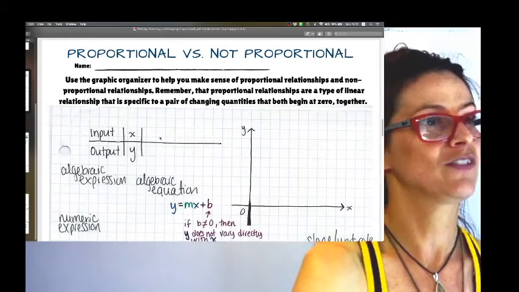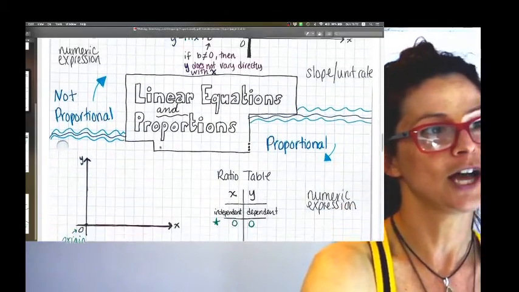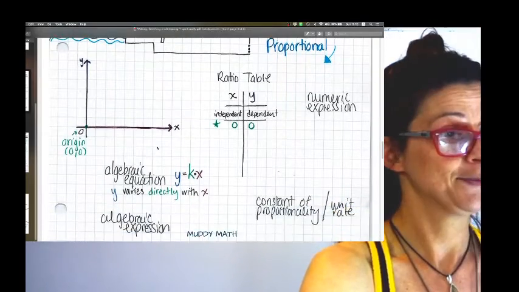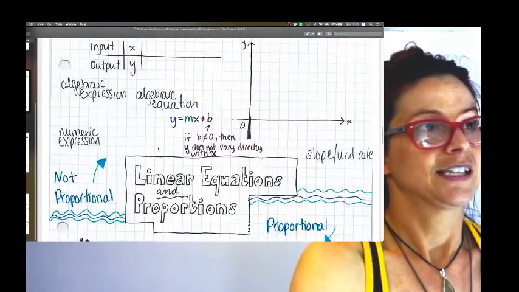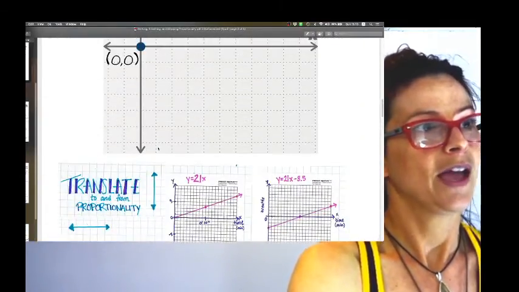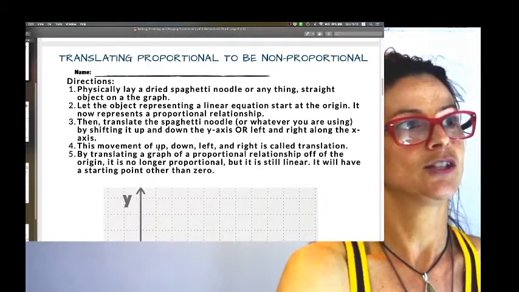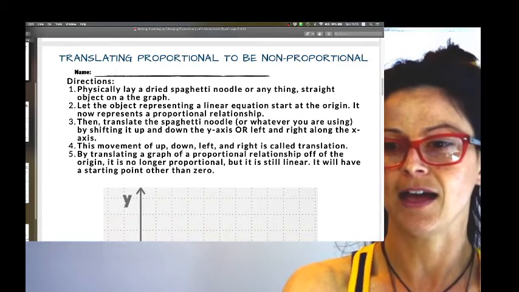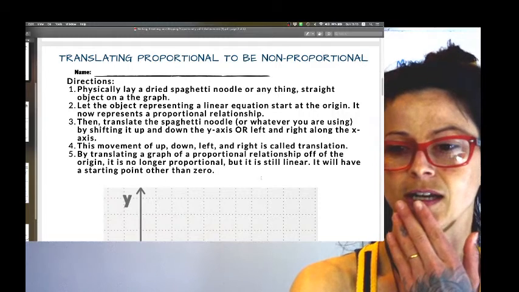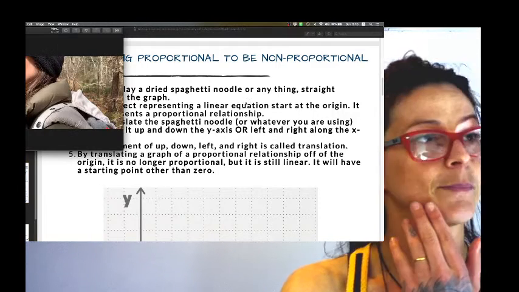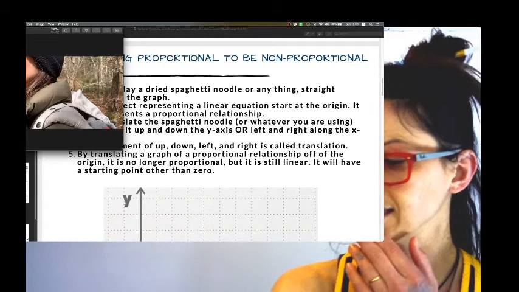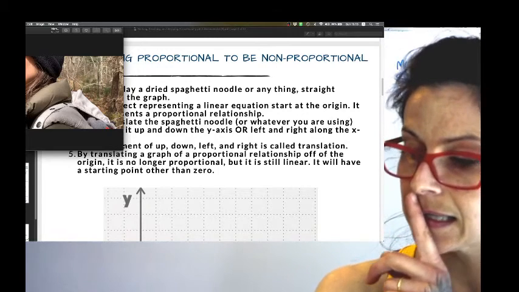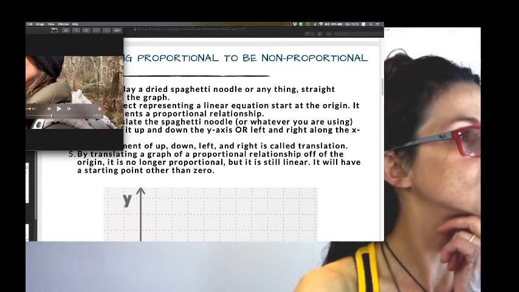In the PDF enhancement, I've given you a blank organizer to help you graph your walking, stepping, and breathing. You can access this in the link below, in the description below. Okay, and then there's this challenge. If you'd like to take the challenge, translating proportional to be non-proportional. So let's see my pre-recorded adventure on the trails and see what happens as I talk about translating my graph so it's no longer proportional but still linear. So go to 4 minutes and 33 seconds.